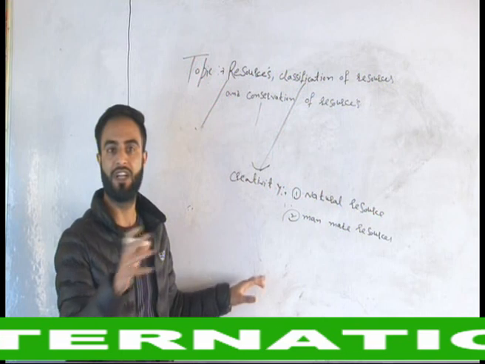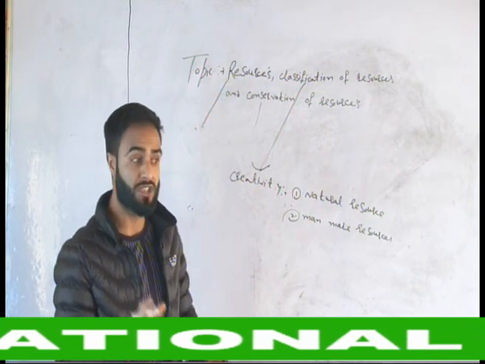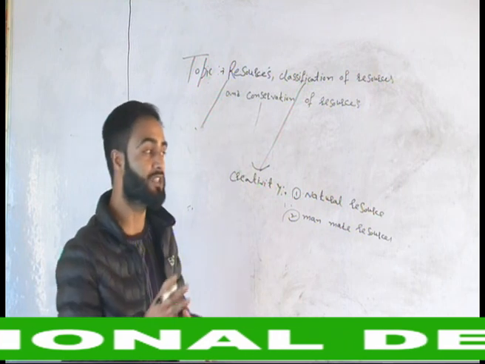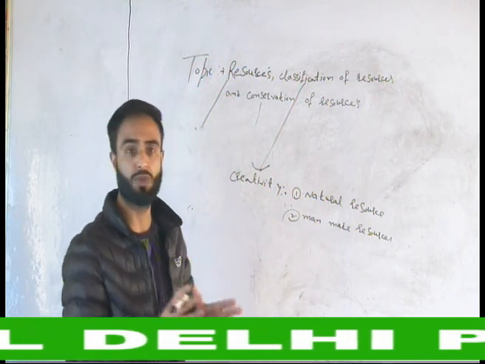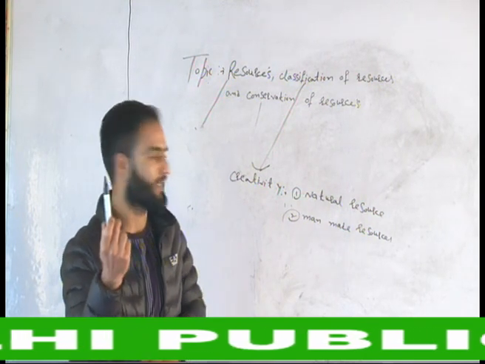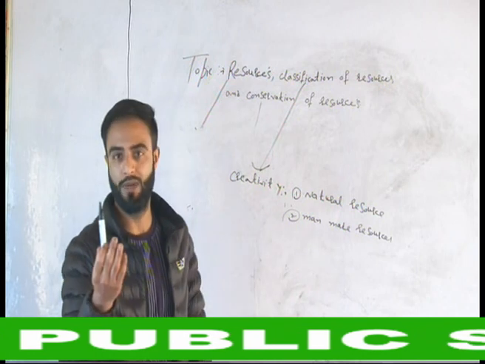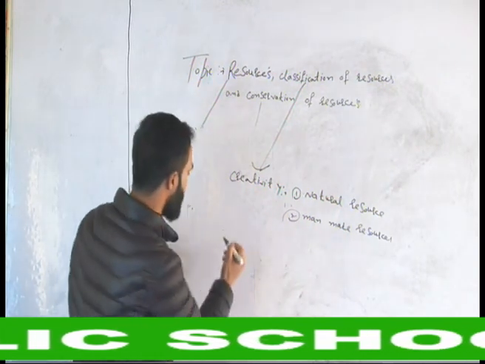The second one is man-made resource. A man-made resource is basically a resource which is created by humans, by their efficient efforts and skills. This marker is the right example of a man-made resource. Hope you can get it. The third one is classification by means of availability.